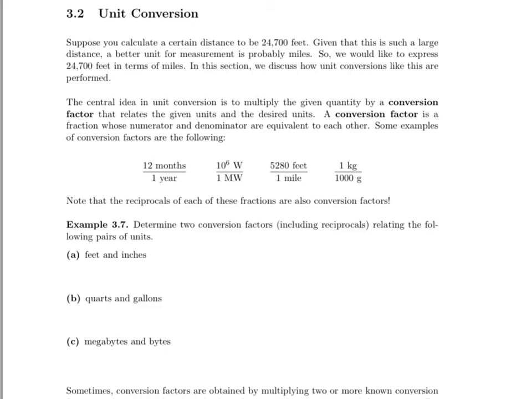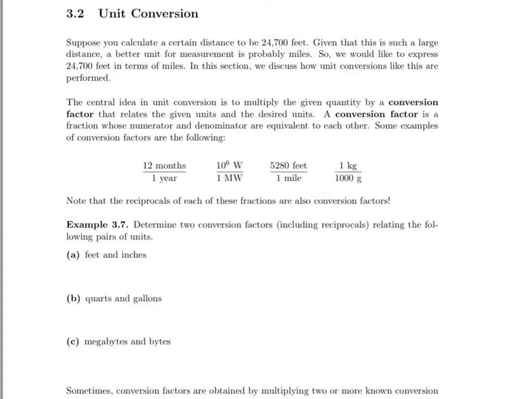In this screencast, we introduce the idea of unit conversion. Suppose you calculate a certain distance to be 24,700 feet. Given that this is such a large distance, a better unit of measurement is probably miles. So we would like to express 24,700 feet in terms of miles. In this section, we discuss how unit conversions like this are performed.